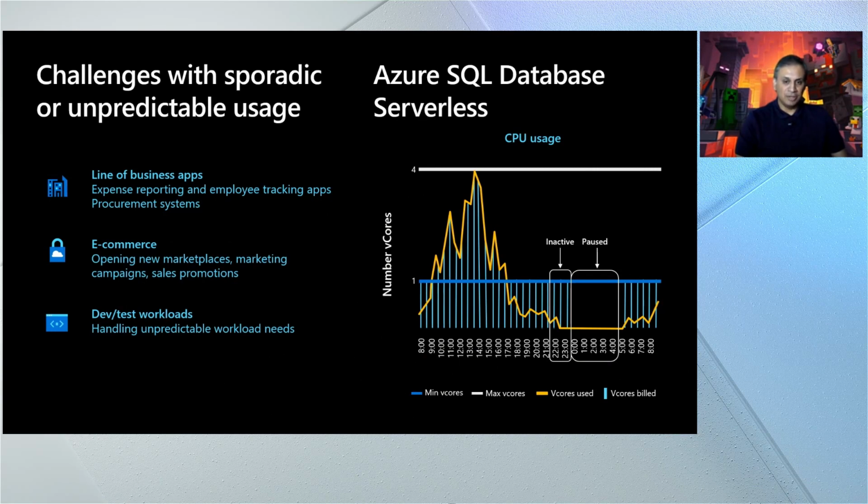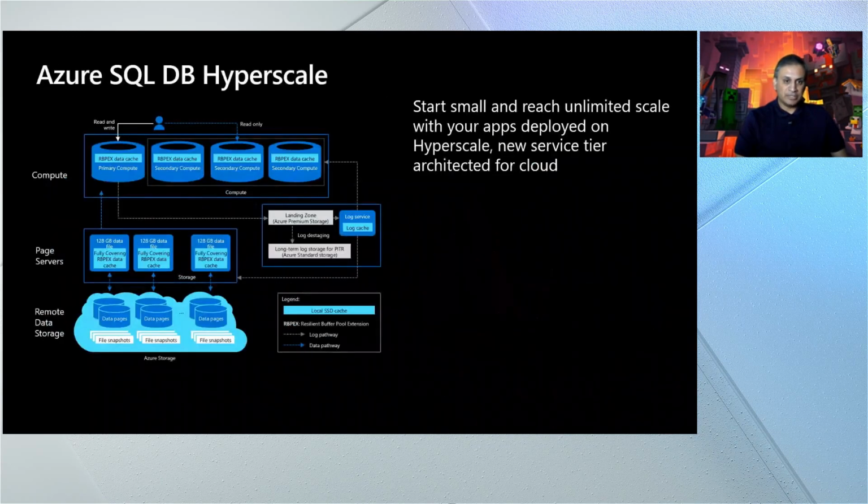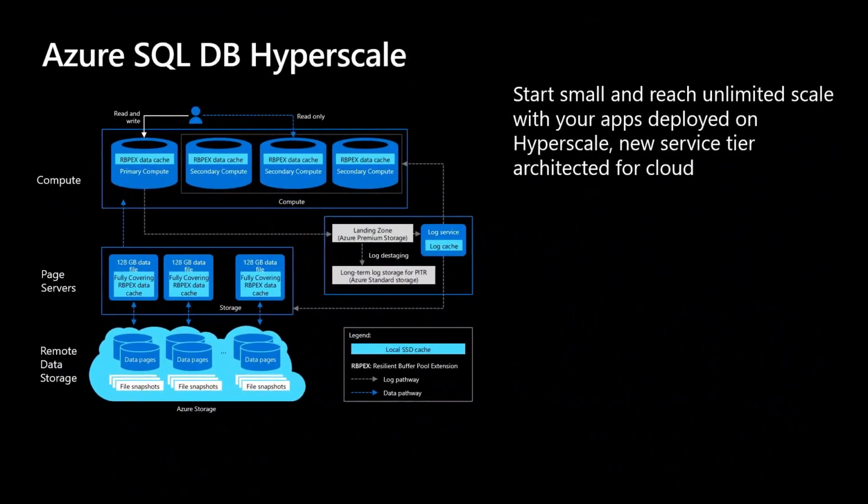And more details on all the capabilities of serverless will be in the other session. And our latest and greatest offering is hyperscale. Think of hyperscale as future-proofing your business. You can start very small with a compute as low as 2 cores and go up to 80 cores. And in the same way with the database, you can start with a few gigabytes and go up to 100 terabytes.